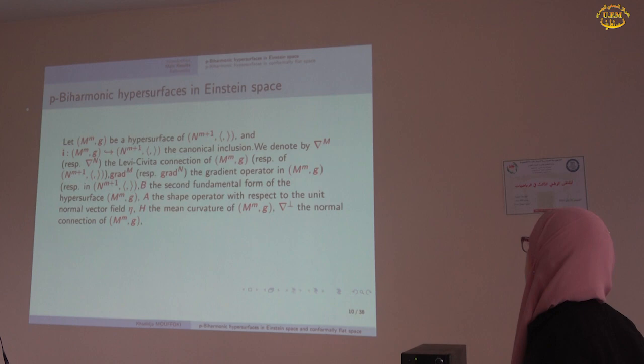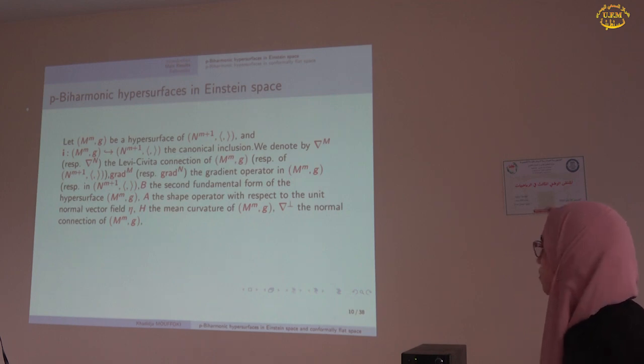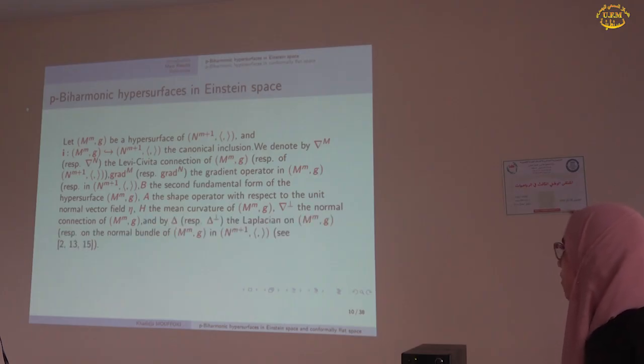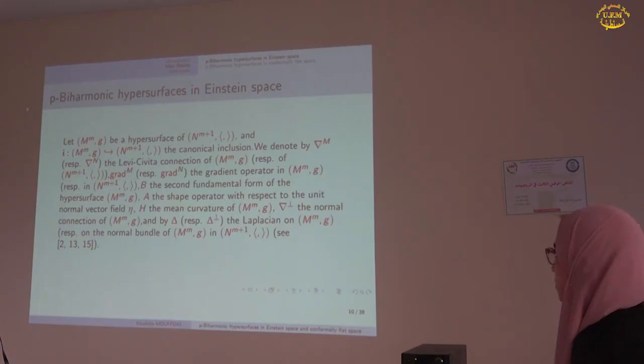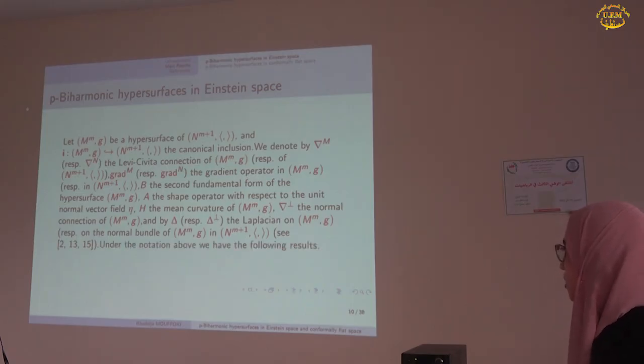B is the second fundamental form of the hypersurface. A is the shape operator with respect to the unit normal vector field η. H is the mean curvature of M, ∇^⊥ the normal connection of M. Δ, respectively Δ^⊥, is the Laplacian on M, respectively on the normal bundle of M in N. Under the notation above, we have the following results.